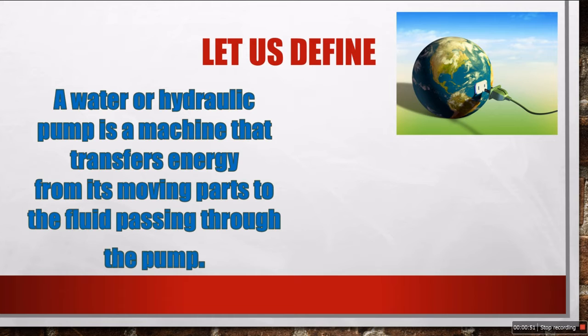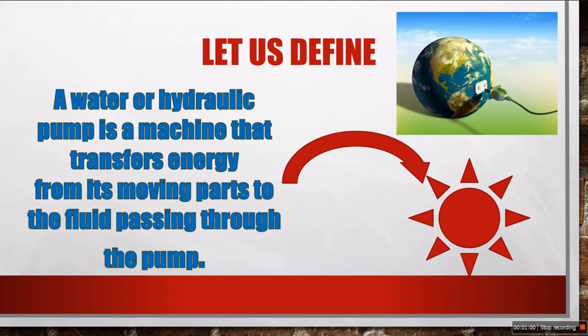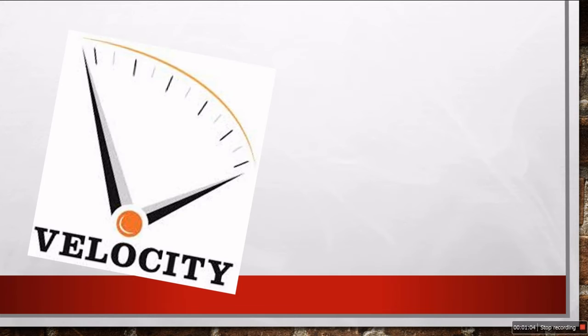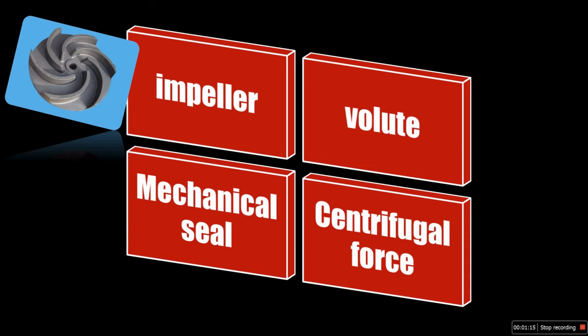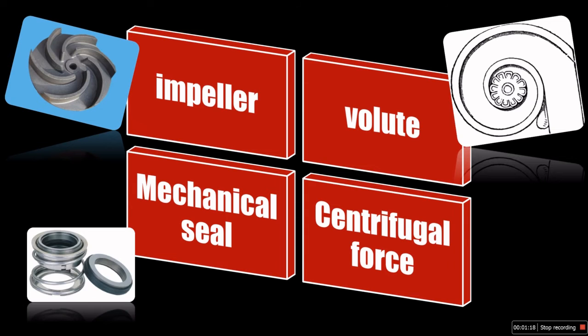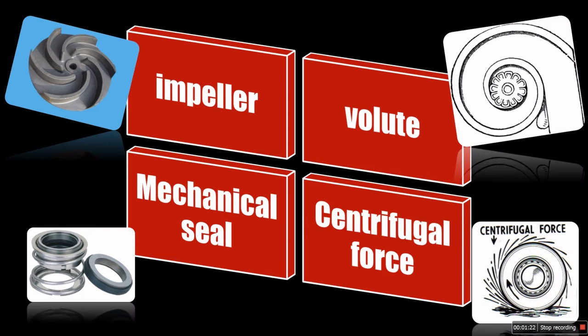Let us first define a hydraulic or a water pump. A water or hydraulic pump is a machine that transfers energy from its moving parts to the fluid passing through the pump. And that energy appears as an increment in the velocity or the pressure of the water. I will now be defining new terms: the impeller, the volute, the mechanical seal, and I will also be talking about the centrifugal force.